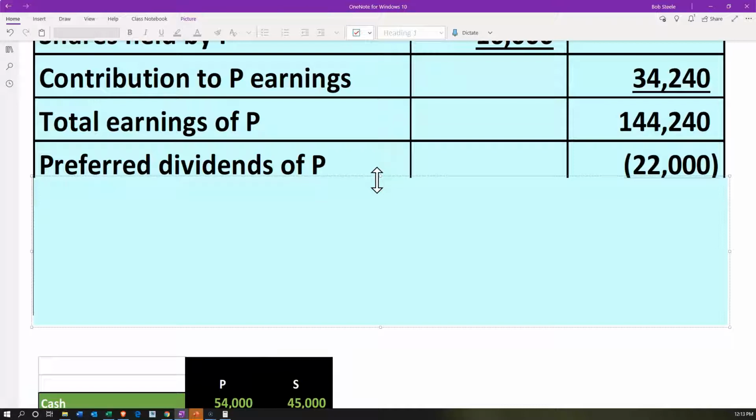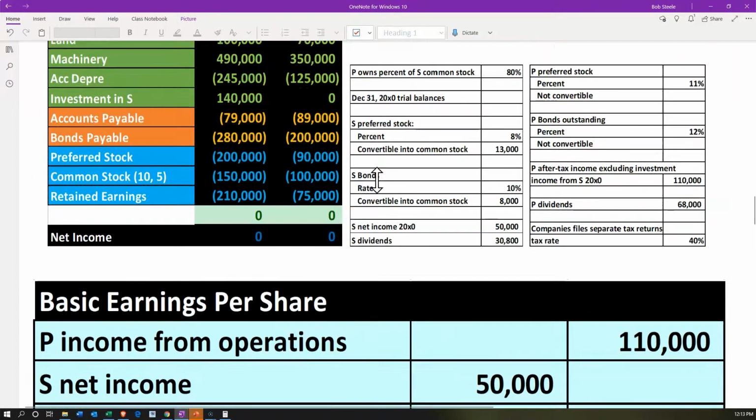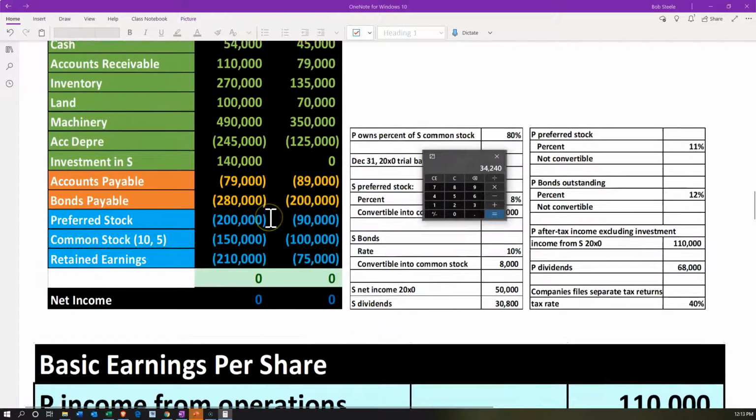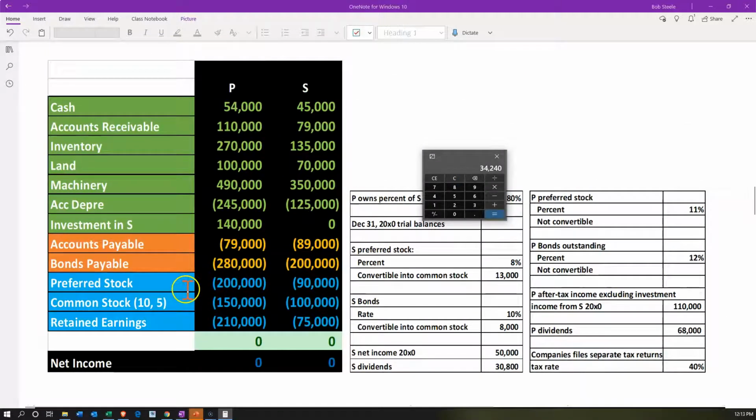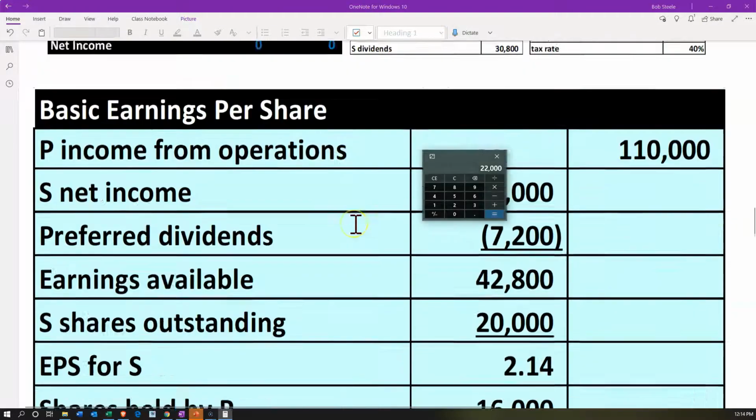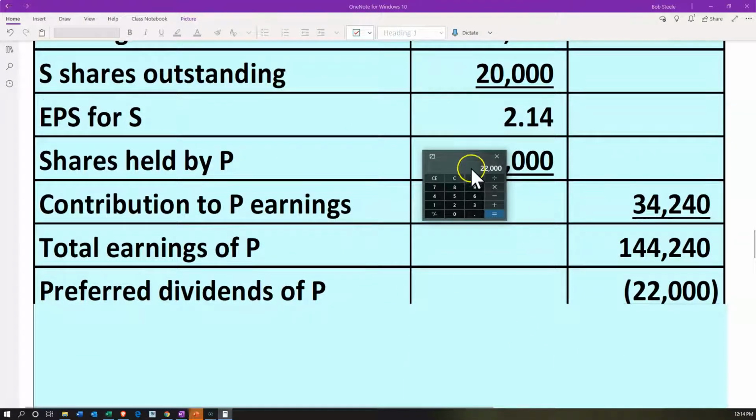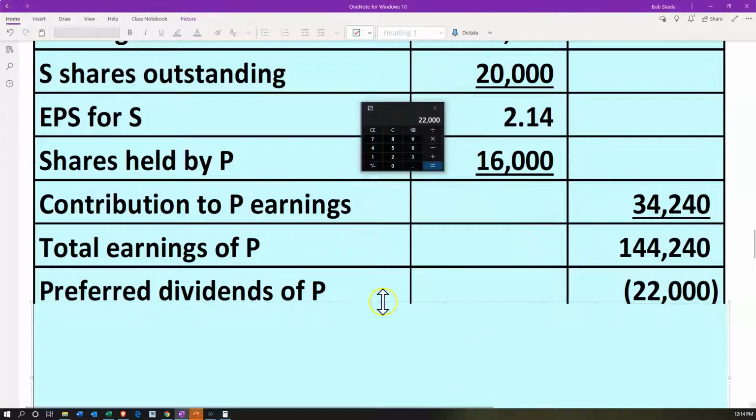So we've got to pull out the earnings for the preferred shareholders. And so they're on P's side of things. We've got the preferred stock, the 200,000. So we're going to pick up the 200,000 and multiply that times P's preferred rate, which is 11%. Let me do that again. 200,000 times 0.11. That's going to give us our 22,000. So the 22,000 is going to be removed then. So we'll take out the 22,000.